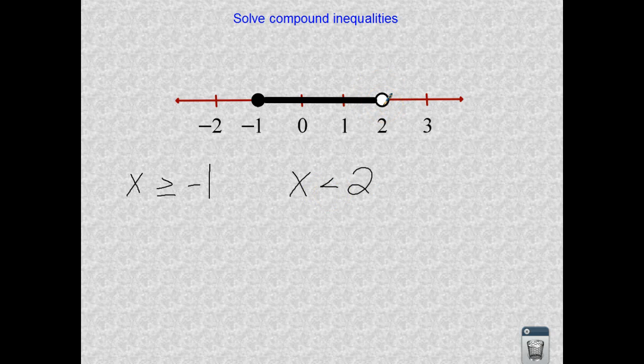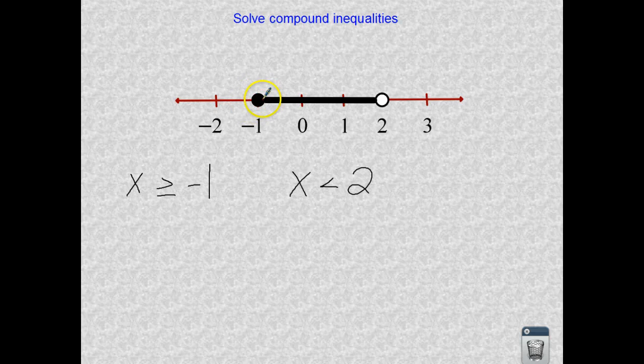All right, so now when we make it compound, we have to see if the numbers that are shaded in work for both of these inequalities at the same time. And that's the idea of this lesson. Are they going to work? Which numbers will work or which numbers are not going to work? So let's just take one. Let's work it from left to right.